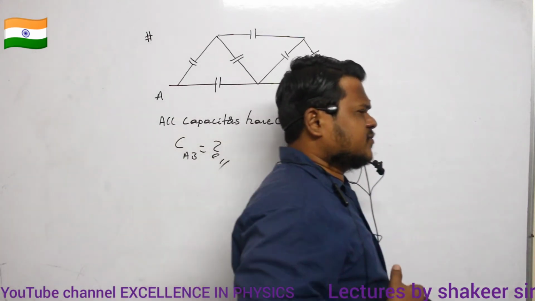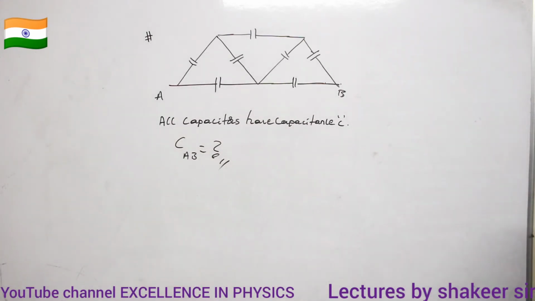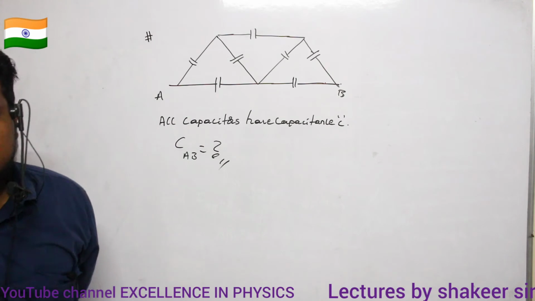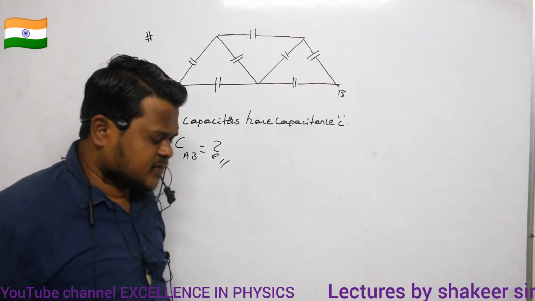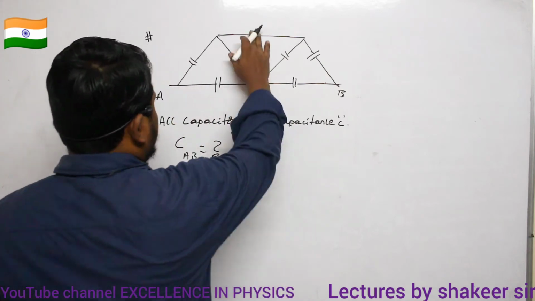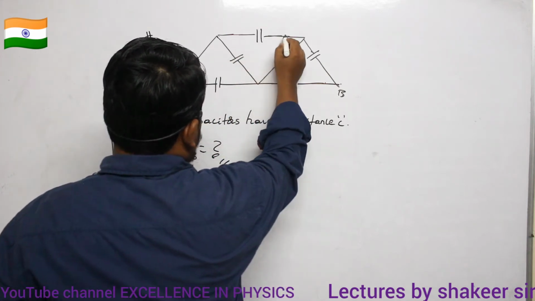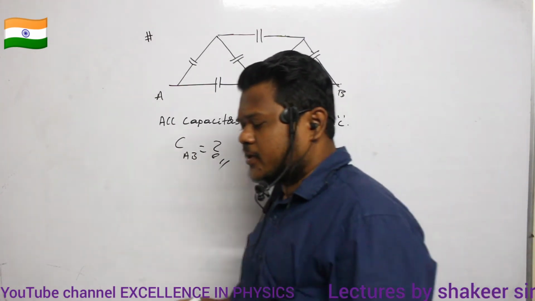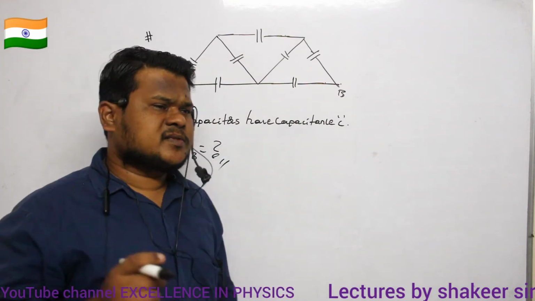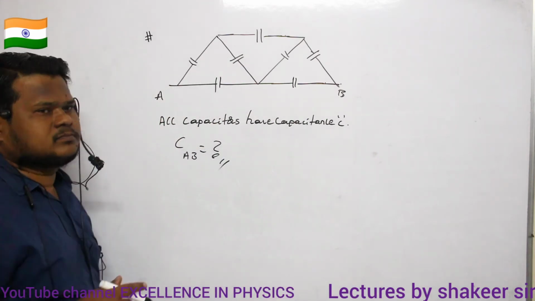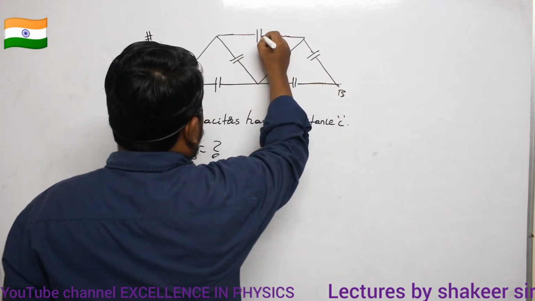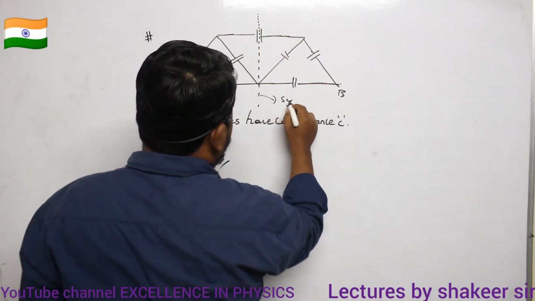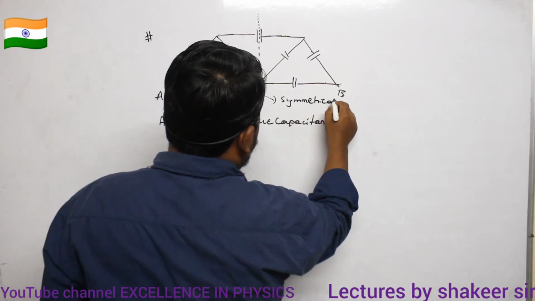Okay? So first of all, is there any symmetry or not? Symmetry is present along which line? Is it present along line AB, or along the line perpendicular to line AB? Along which line is symmetry existing? Symmetry is existing along the line perpendicular to this line AB. Clear? About this line, symmetry is existing. So this is our symmetrical line.